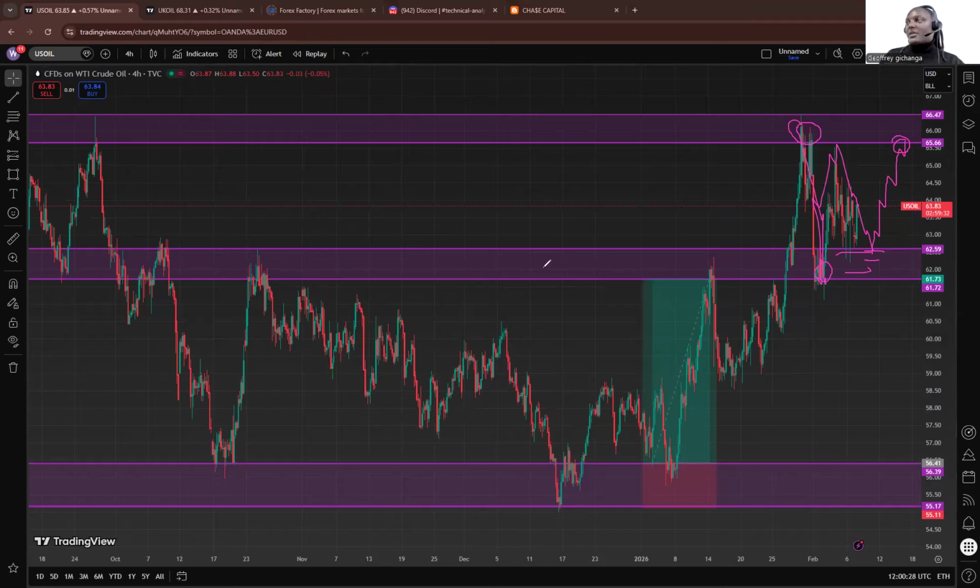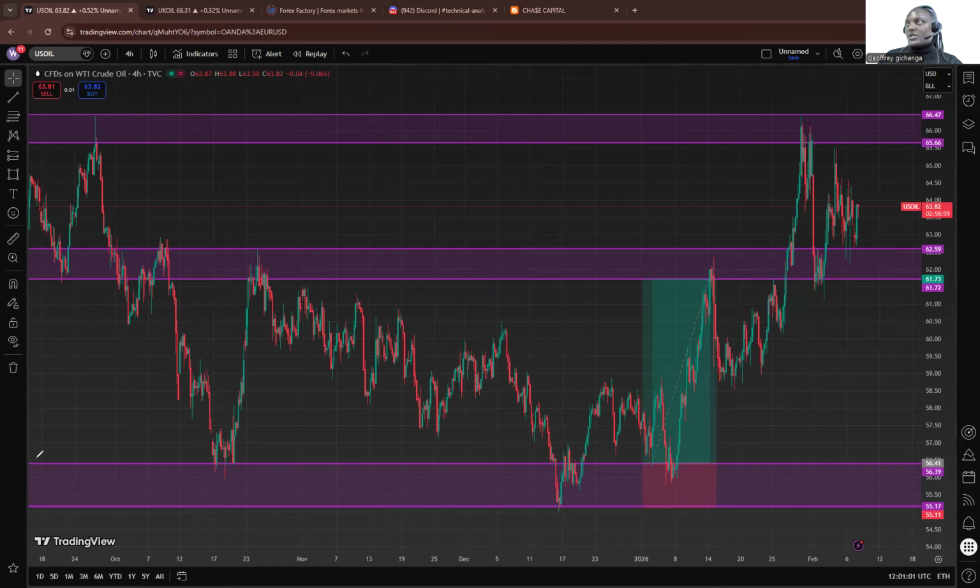Remember the major range we've been working with is from this supply all the way down to this demand, then from demand all the way to this supply. That is the major range. But within the major range we have minor ranges, and now the minor range is from this demand back to this supply at 65.60 areas. Let's see how price reacts to this.